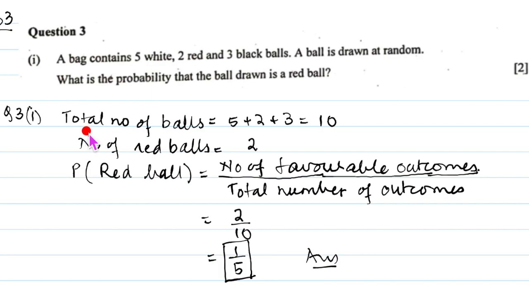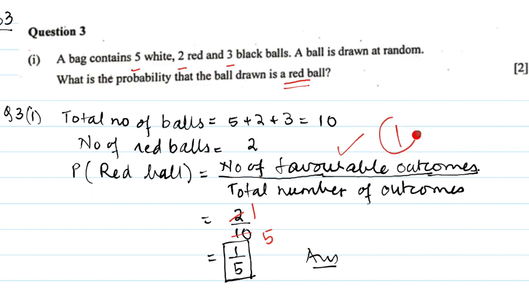So in our solution, because it's a 2-mark question, we need to write the statement. Actually, you can do this mentally, but we need to write the statements, right? So total number of balls will be this 5 plus 2 plus 3. Okay, that will be 7 and 3, 10. And they are asking for the probability of the red ball. So number of red balls will be 2. Then we write our formula. Probability of a red ball will be number of favorable outcomes upon total number of outcomes. That is 2 upon 10. 2 ones, 2 fives, we cancel, and we have 1 upon 5.